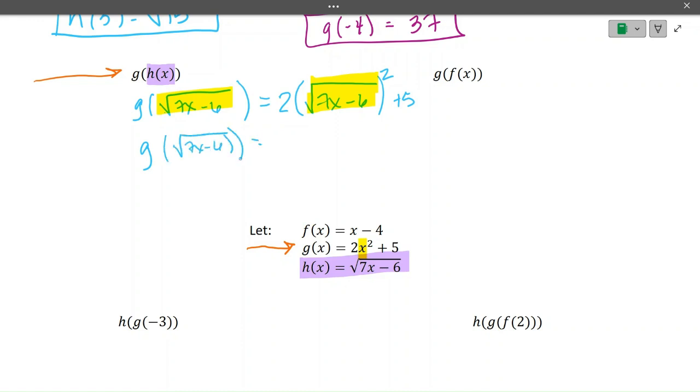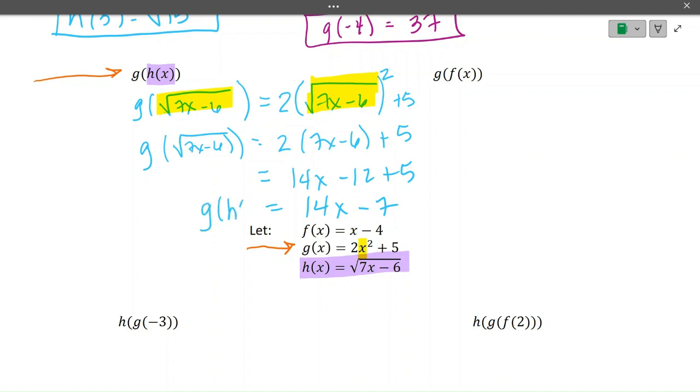And I get 2 times the square root of 7x minus 6 squared, which gives me 7x minus 6, plus 5, which gives me 14x minus 12 plus 5, which gives me 14x minus 7. But here's the catch. This is g of h of x, so my final answer should show that the composite of those two functions equals 14x minus 7. The reason I still have a variable here is because I have a variable here.